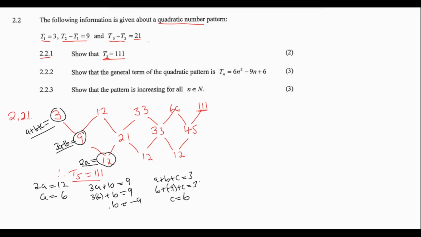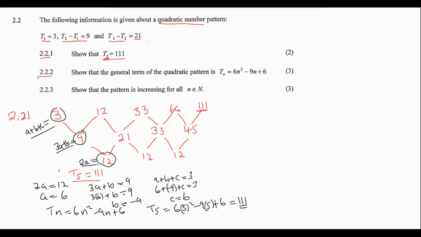We have proved that Tn is equal to 6n squared minus 9n plus 6. And then where there's n, we put 5. So T5 is equal to 6 times 5 squared minus 9 times 5 plus 6. And then we get our 111.